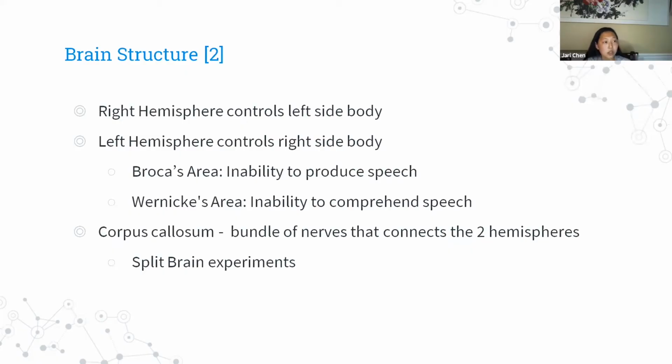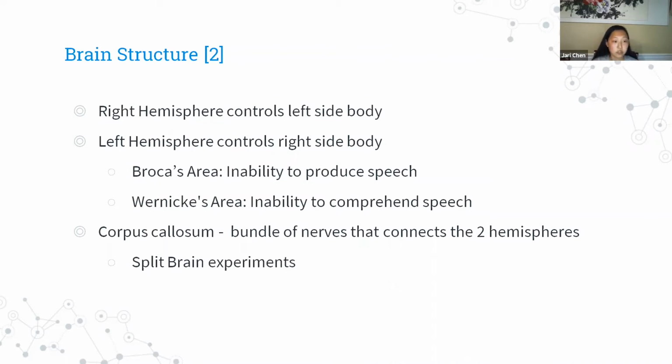So then, besides being categorized into lobes, the brain is also structured into the right hemisphere and the left hemisphere. The right hemisphere of your brain controls the left side of your body, while the left side of your brain controls the right side of your body. It does get kind of confusing, but as long as you remember they're opposite, then it should be fine.